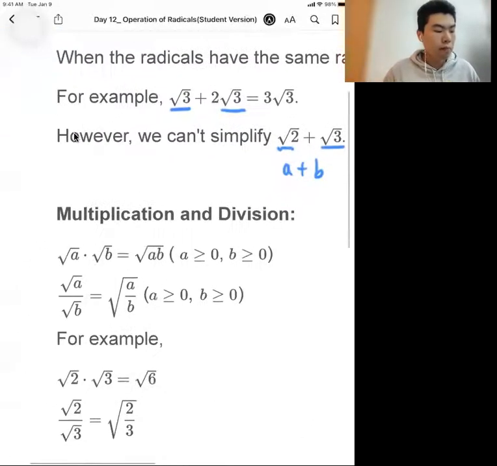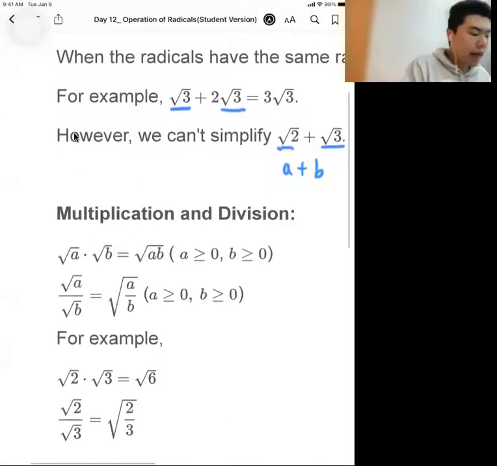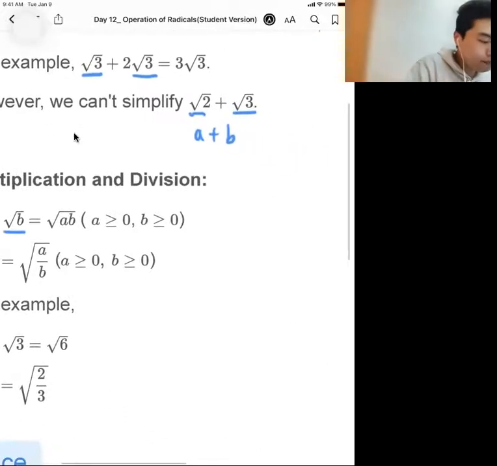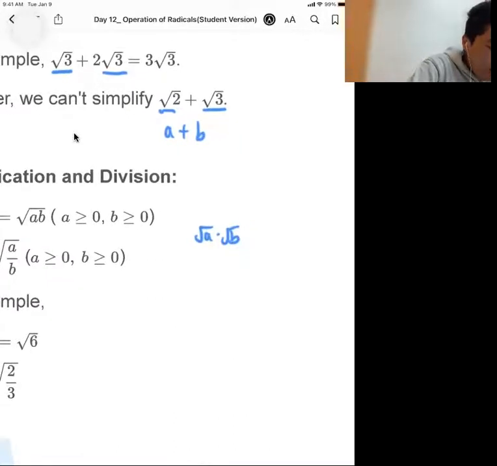But for multiplication and division, it's a little bit more complicated because now we can actually do some operations. If we have a square root of a times a square root of b, we can actually multiply this together. Unlike addition, where we cannot do any operations, for multiplication we can. Let's say the square root of a times the square root of b equals the square root of a times b.